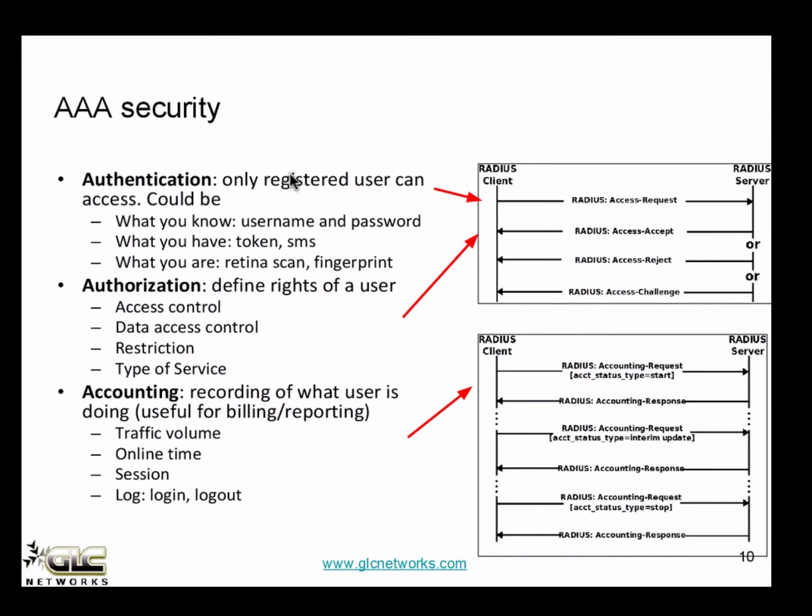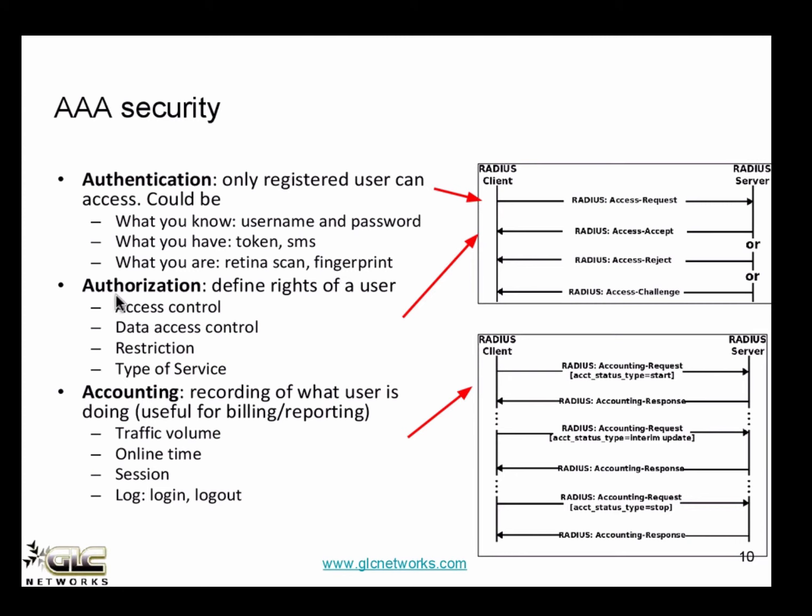For example, what you have, such as a token or SMS, where the password will be sent in an SMS. Or what you are, like a retina scan or fingerprint. Those are authentication. The purpose of authentication is to allow people to get into the network. So that's the purpose of authentication.